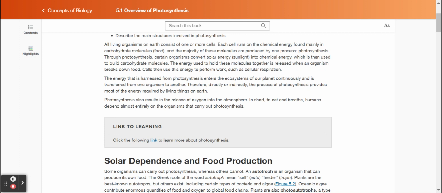All living organisms on Earth consist of one or more cells. Each cell runs on the chemical energy found mainly in carbohydrate molecules, food, and the majority of these molecules are produced by one process, photosynthesis. Through photosynthesis, certain organisms convert solar energy, or sunlight, into chemical energy, which is then used to build carbohydrate molecules. The energy used to hold these molecules together is released when an organism breaks down food. Cells then use this energy to perform work, such as cellular respiration.